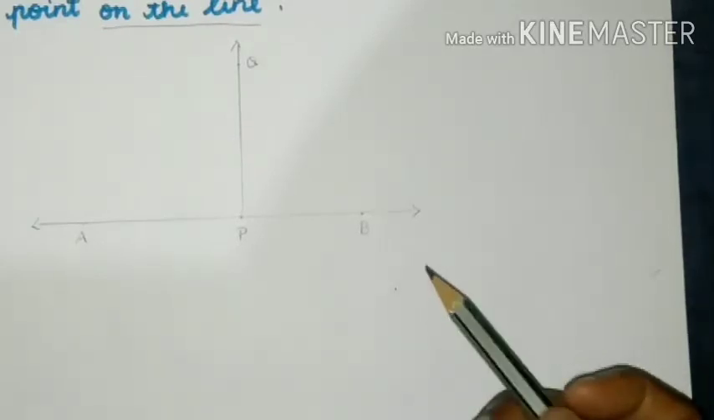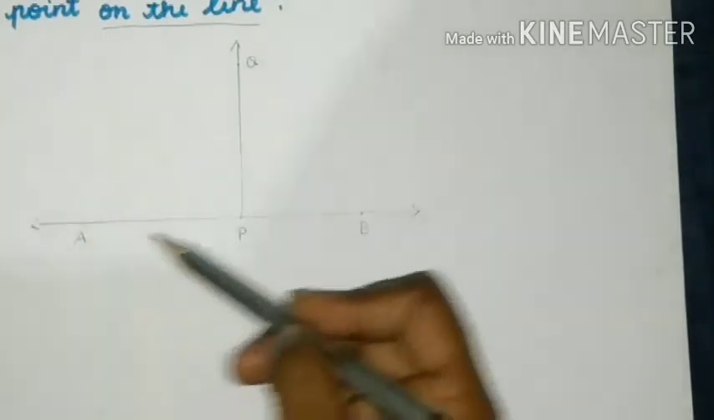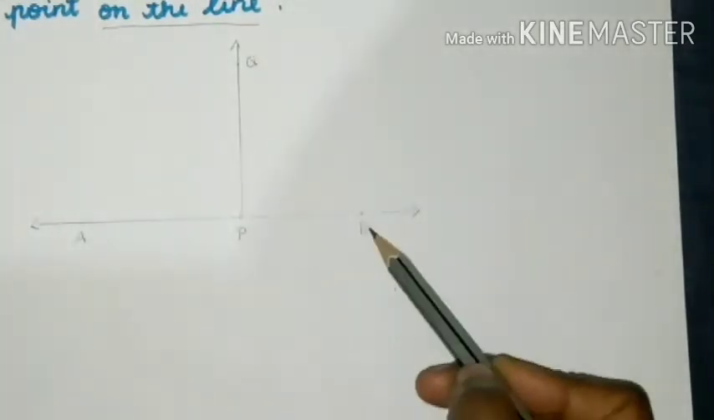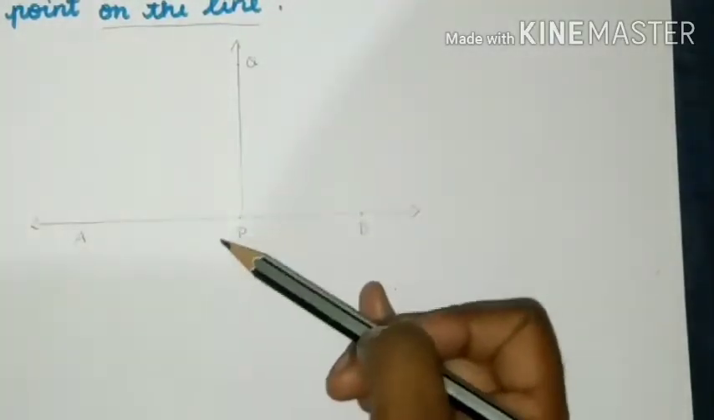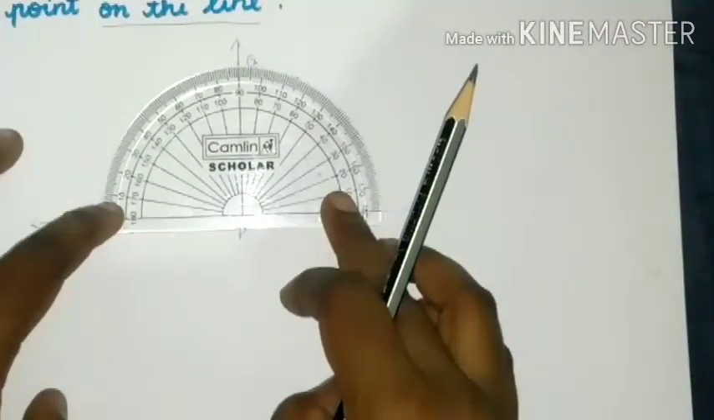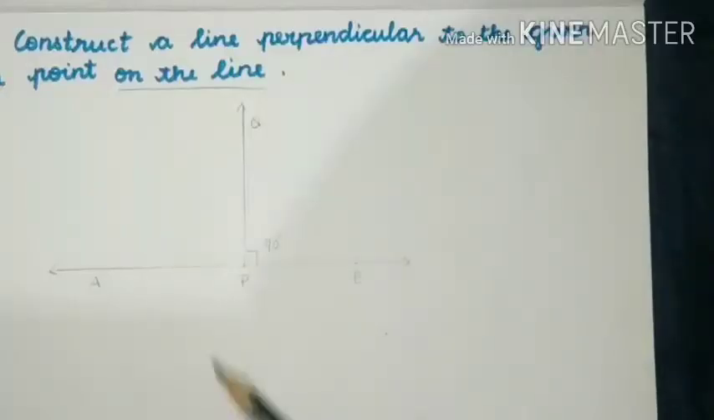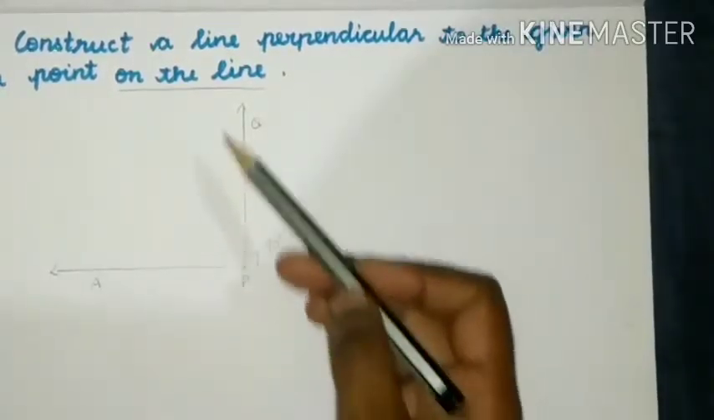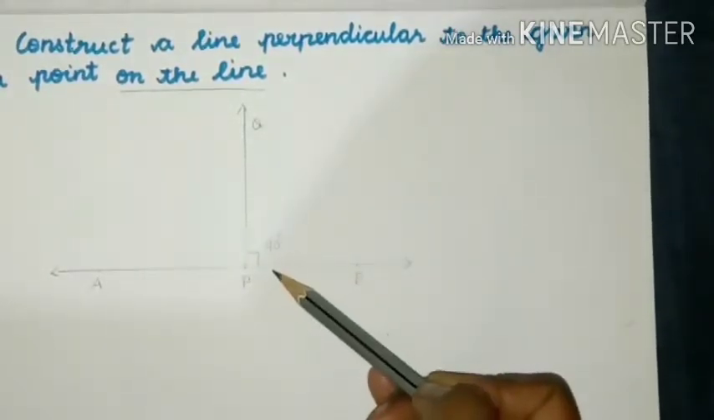Students, and also see the angle APQ is equal to BPQ equal to 90 degrees. If you want to check, using the protractor you can check whether it is 90 degrees or not. See? 90 degrees. See, the angle APQ and BPQ is equal to 90 degrees.